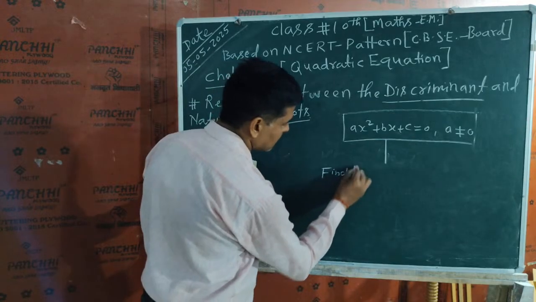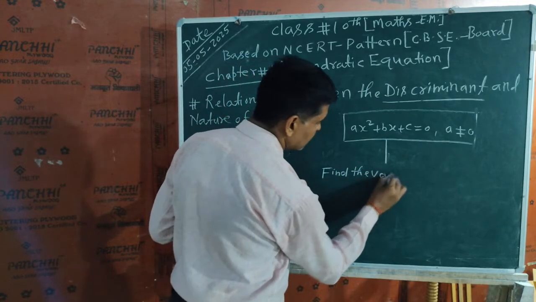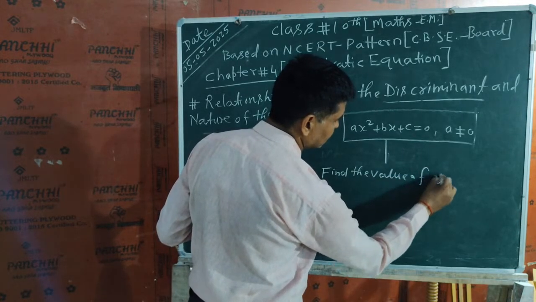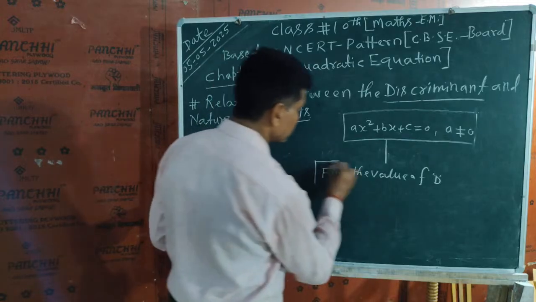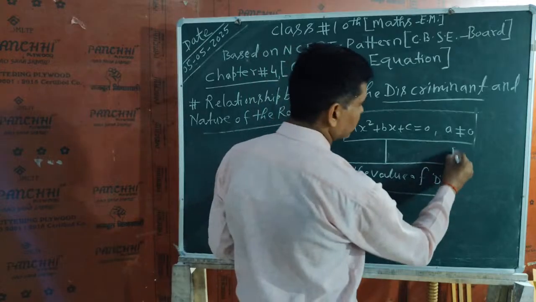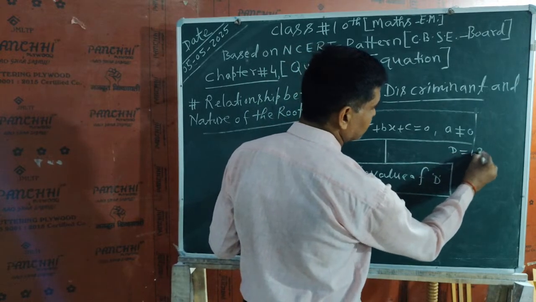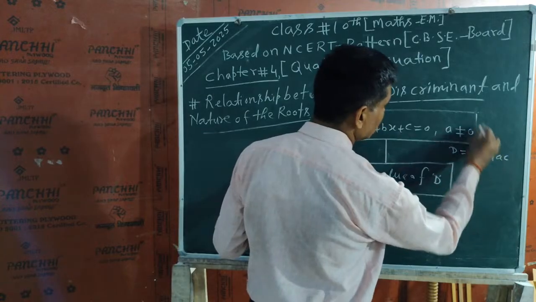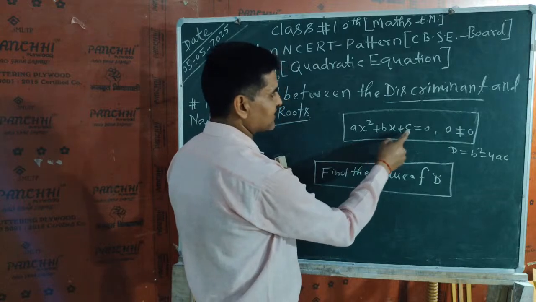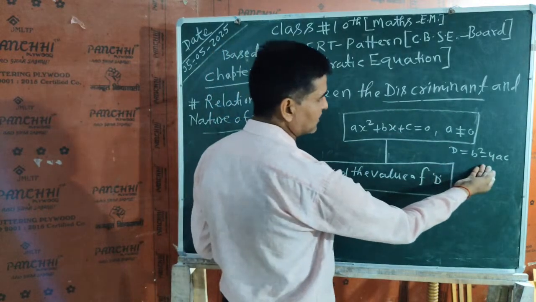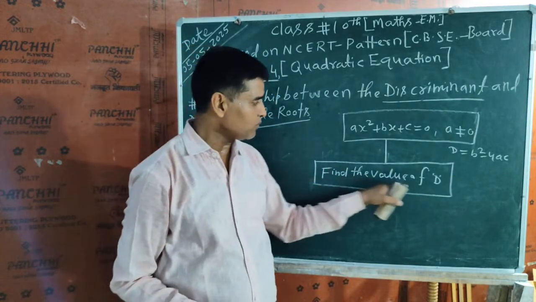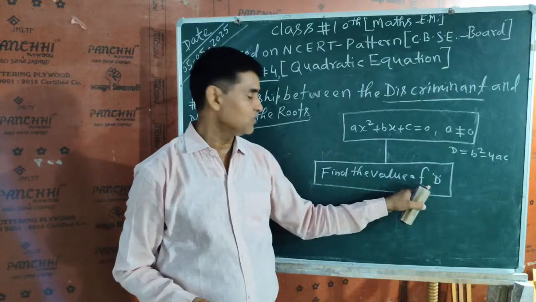Find the value of discriminant. Discriminant means D. Find the value of D. Here I am going to make a chart. Now the value of D is written as b square minus 4ac, where a is the coefficient of x square, b is the coefficient of x, and c is the constant term. We will substitute here. After substituting, I will get its value. Therefore, here I am going to write find the value of D. D means discriminant.